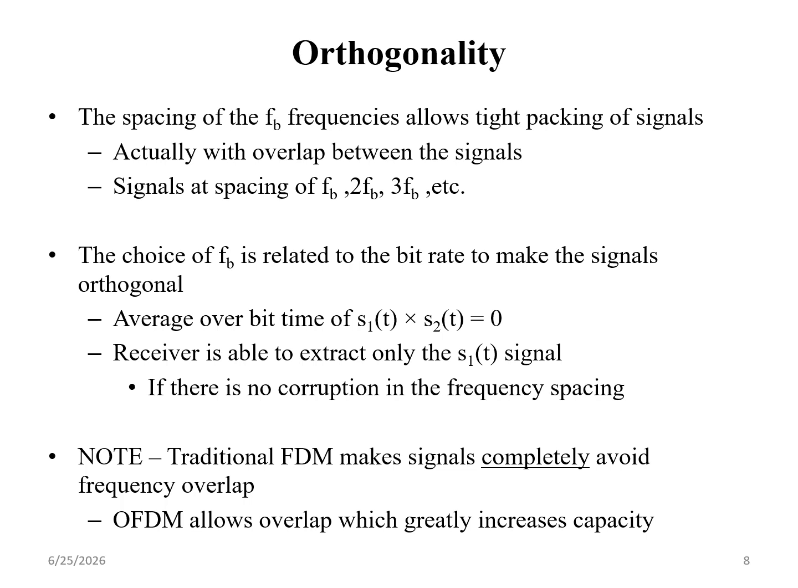The spacing of the FB, that is frequency bandwidth, allows tight packing of signals. Actually, there is overlapping between the signals at the spacing of FB, 2 FB, 3 FB, 4 FB, and it keeps on going. The spacing of frequency is denoted by FB. It allows tight packing of signals, with overlapping between the signals. The signal spacing is going to be FB, 2 FB, 3 FB, 4 FB, like that it keeps on.